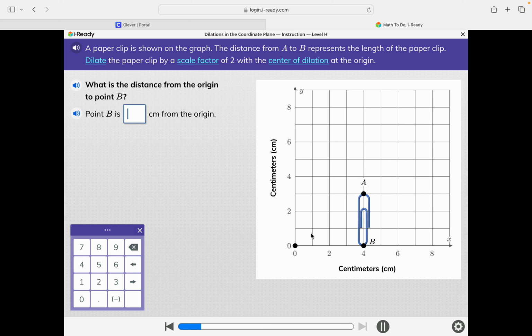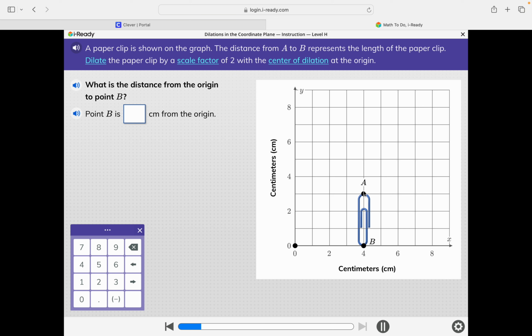See here, the straight light will go from here straight like that. But we have to dilate with a scale factor of 2, with the center of dilation at the origin. So now let's put a flashlight from here. This will go anywhere. It can be here, it can be here. But when we put the dilating light, or center of dilation, the light from here will go here, right?